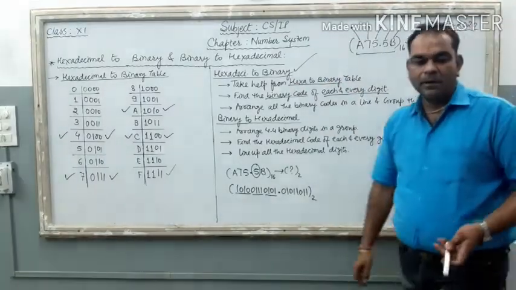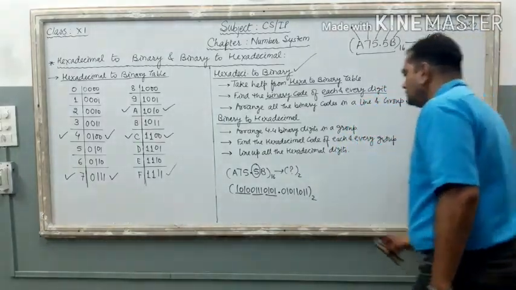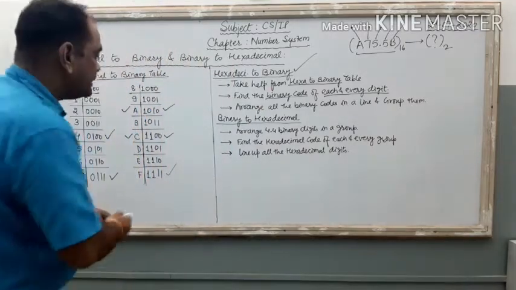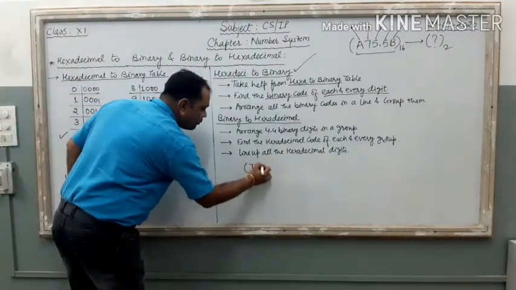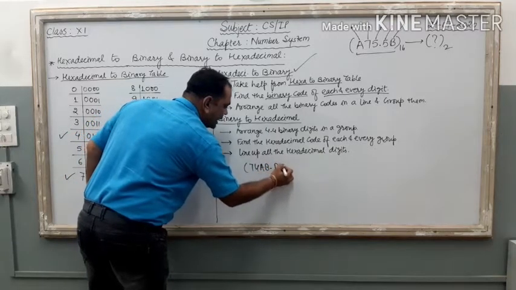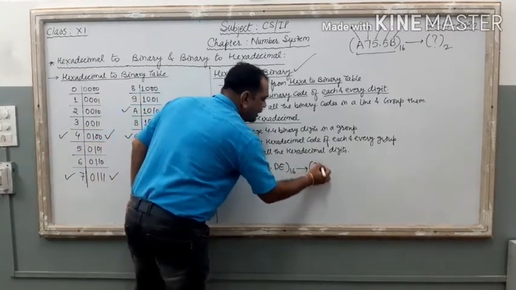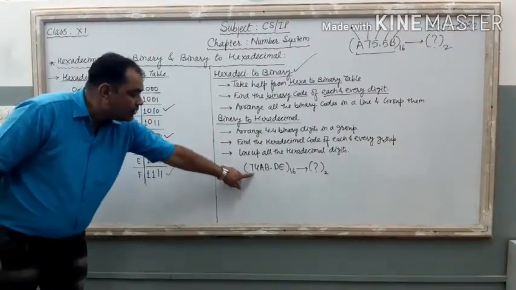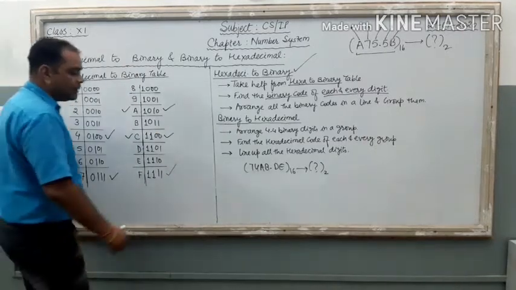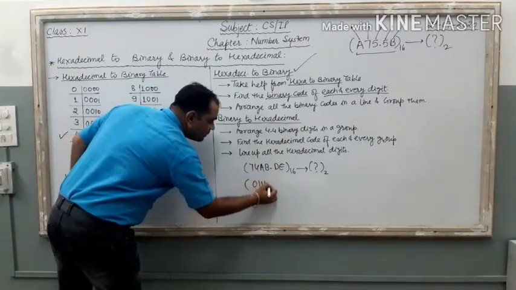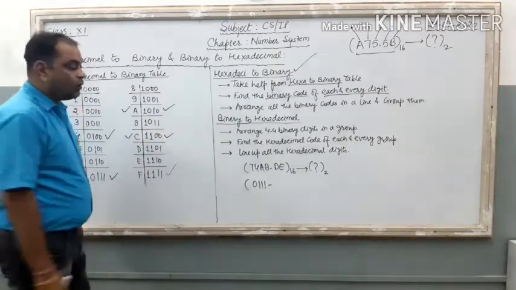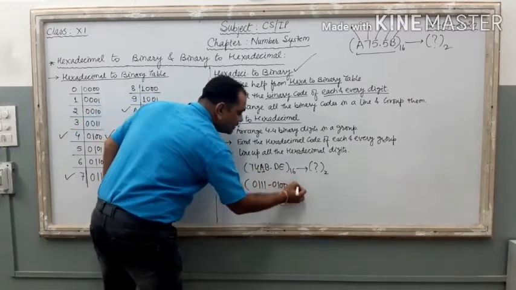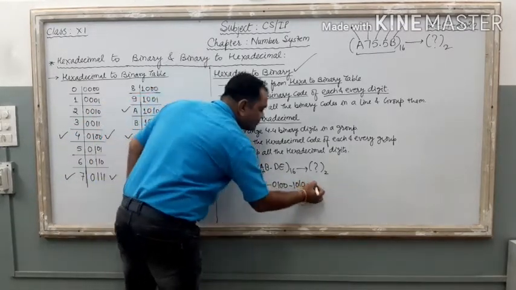Just take one more example. The next example. Now, if I want to convert a hexadecimal number like 74AB.DE into binary, right? So the binary code of 7 according to the table is 0111. Now the binary code of 4 is 0100. Binary code of A is 1010. Binary code of B is 1011.